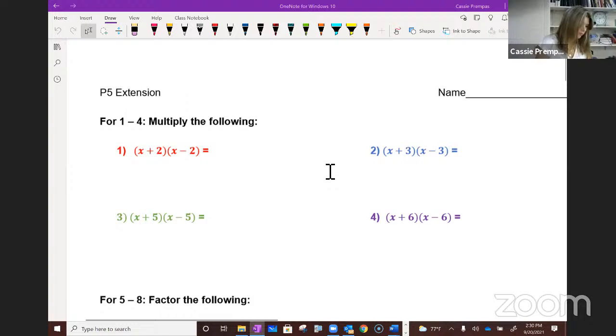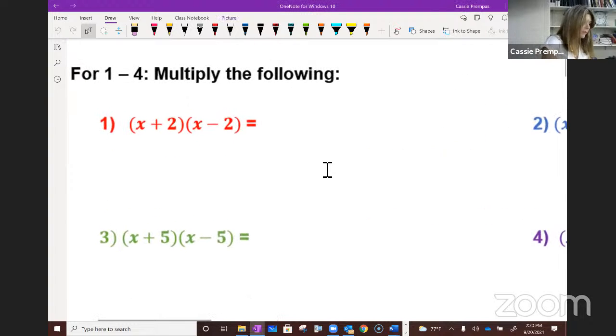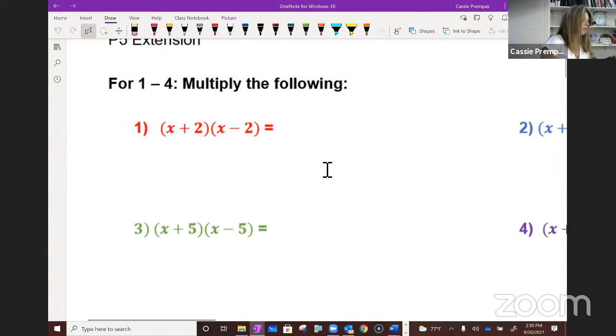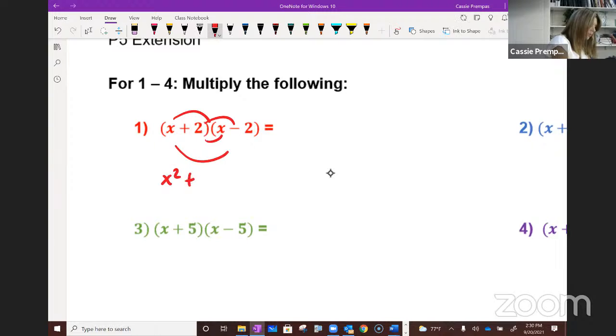Okay, awesome. So guys, you just did this on your bell ringer. X plus 2 times x minus 2. You FOILed that out. You had x squared plus 2x minus 2x minus 4. And what did it simplify to? Good, x squared minus 4.